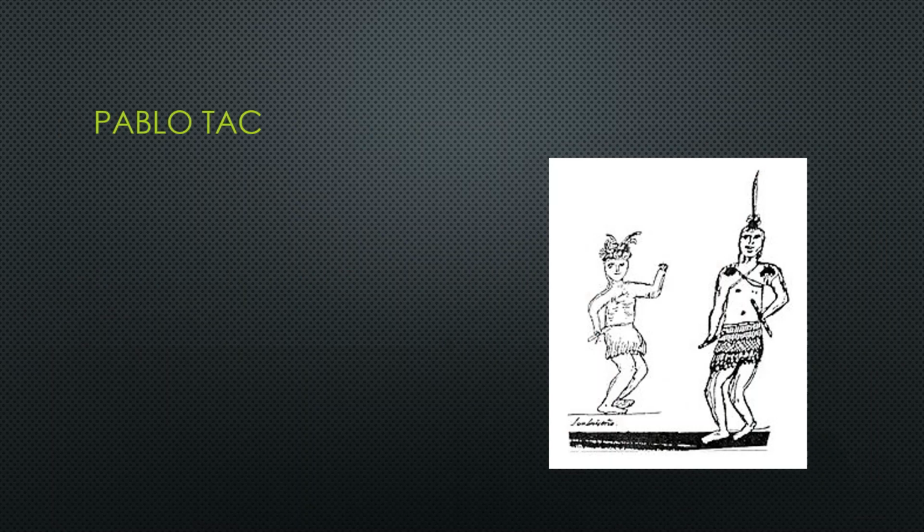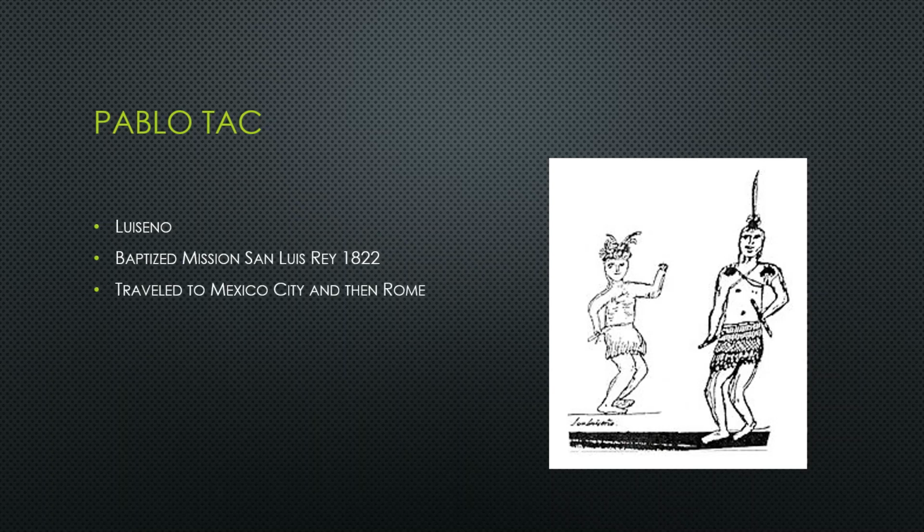So how do we know what was happening here before European contact, before gobs and gobs of written records? There's a couple of ways. Chapter 1, your first chapter reading, talked about Pablo Tac. He was a Luiseño Native American, and although he was born during the mission period and lived at a mission, he was baptized at the Mission San Luis Rey in 1822, and then he traveled on to Mexico City and then Rome, where he died in 1841. He did not live very long.